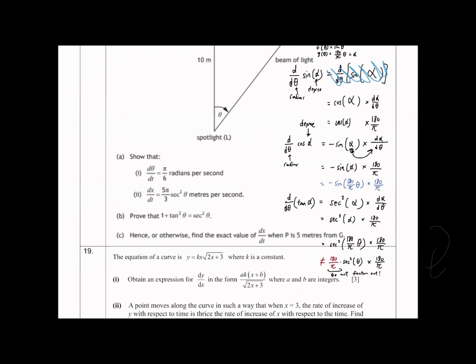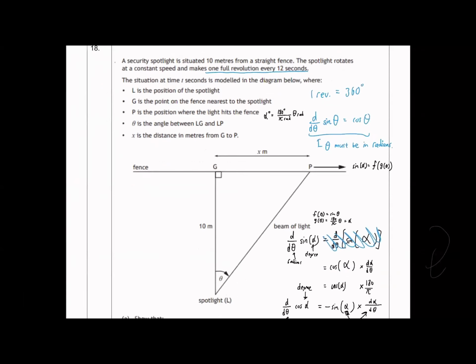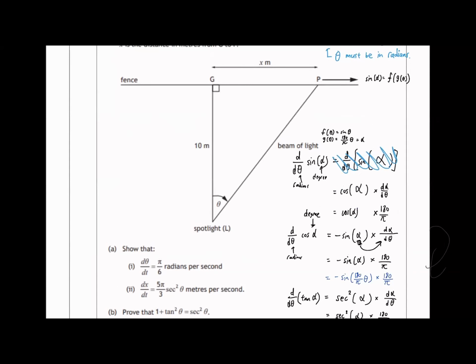Yeah, back to the question. Okay, so we already have the question. At the end of the day, it's just a triangle. So you just have to deal with a triangle. Let's look at A part 1. Show that d theta over dt equals pi over 6 radians. Do you want to show that?